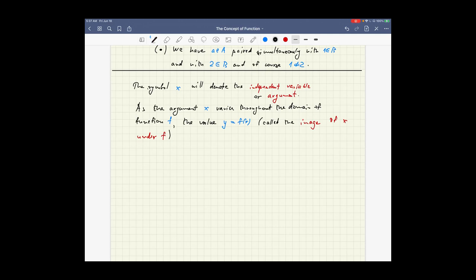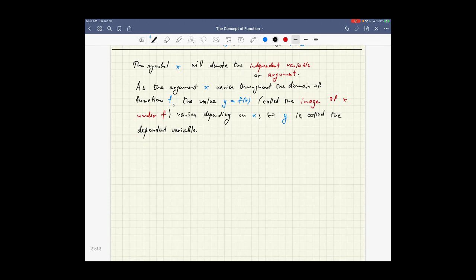It varies, of course, depending on the values of x, and for that reason y varies depending on x. So y will be called in this context the dependent variable. If we collect all possible values of the dependent variable, we get the image of the function.